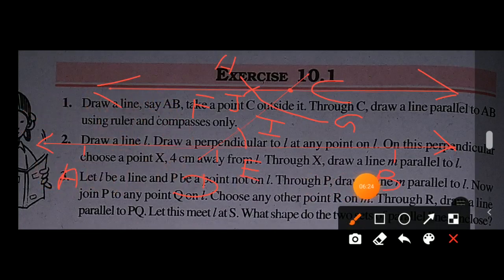Now this is AB line and this is CJ line. These two lines are parallel to each other. AB is parallel to CJ. This is the solution of our question number 1, in which we draw a line AB first. Take a point C outside it, and through C draw a line parallel to AB using ruler and compasses only. This is the CJ line. So AB is parallel to CJ. This is the solution of question number 1.